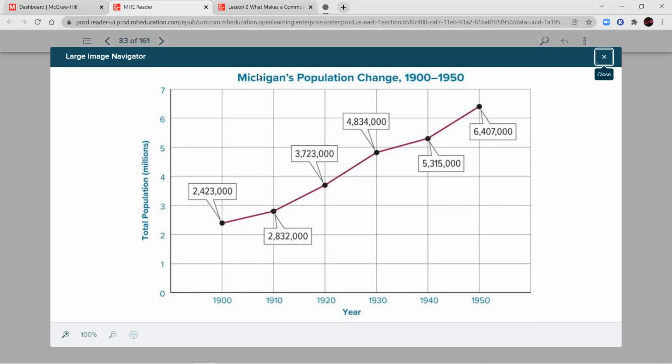Now remember, this is telling you what your graph is about, the title. The sides and the bottom give you information. So the left side will give you the scale that you're using, what you're measuring, the total population, and the units that you're measuring it in is in millions. And in the bottom, it tells us what the categories are. So we're talking about years. We have 1900, 1910, all the way up until 1950. And we're tracking the population changes in Michigan during that time.